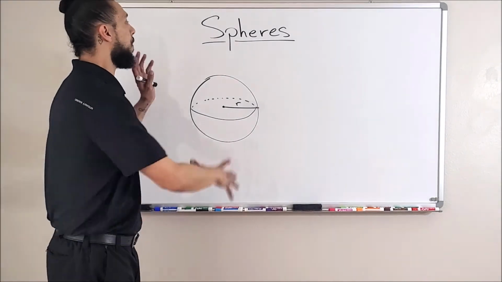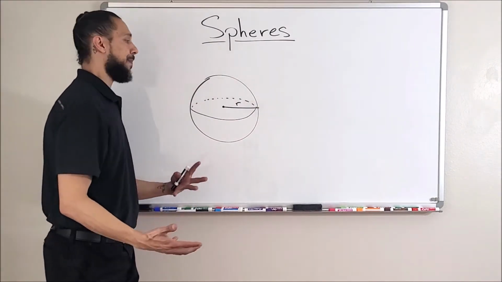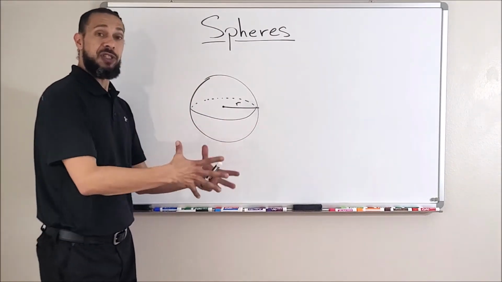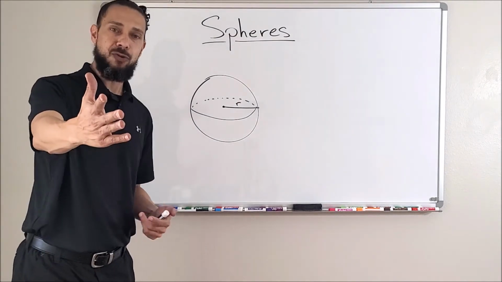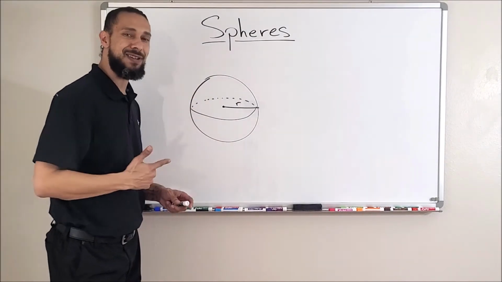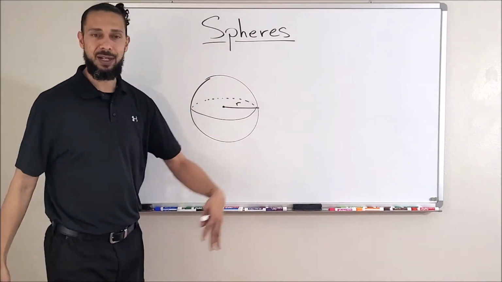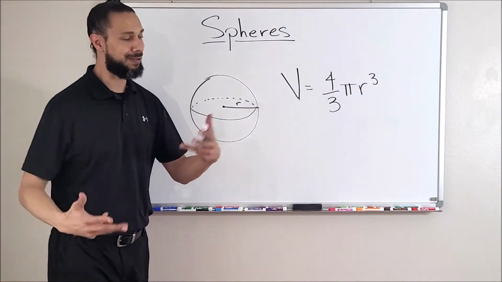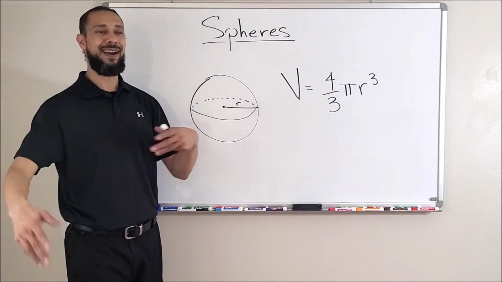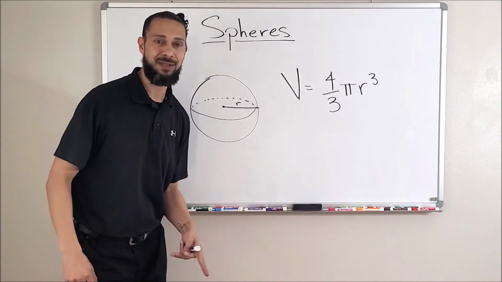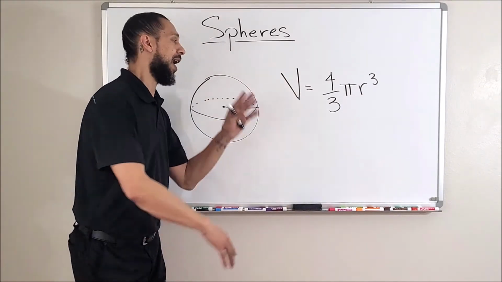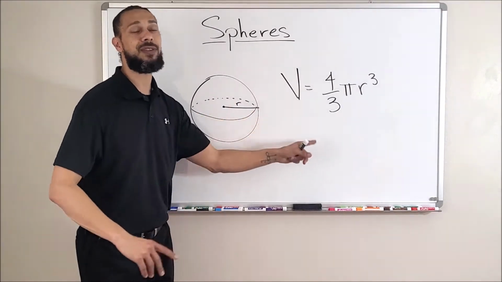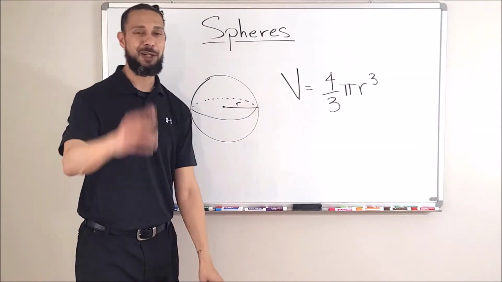So if a sphere is a three-dimensional ball, then there's a certain space inside that sphere, right? That's called the volume, of course. The space inside that sphere is the volume. And there's a really easy formula to find the volume of a sphere. The volume of a sphere is 4/3 pi times r to the third power.